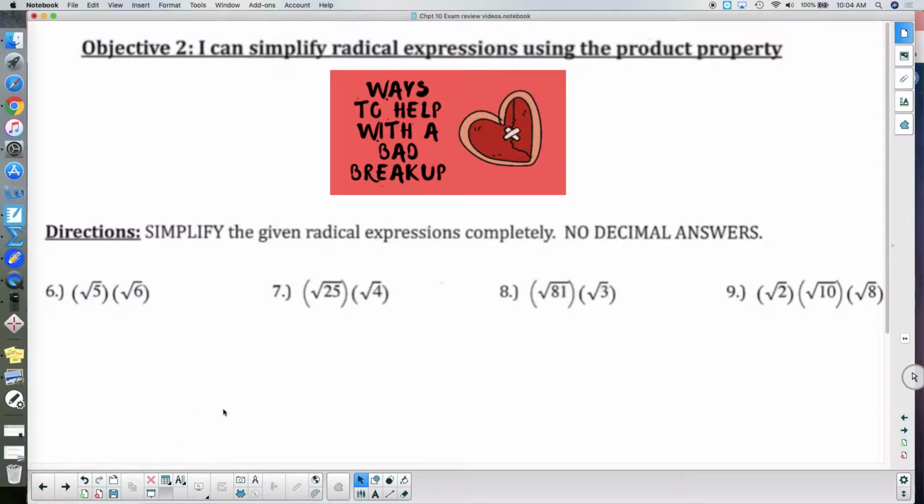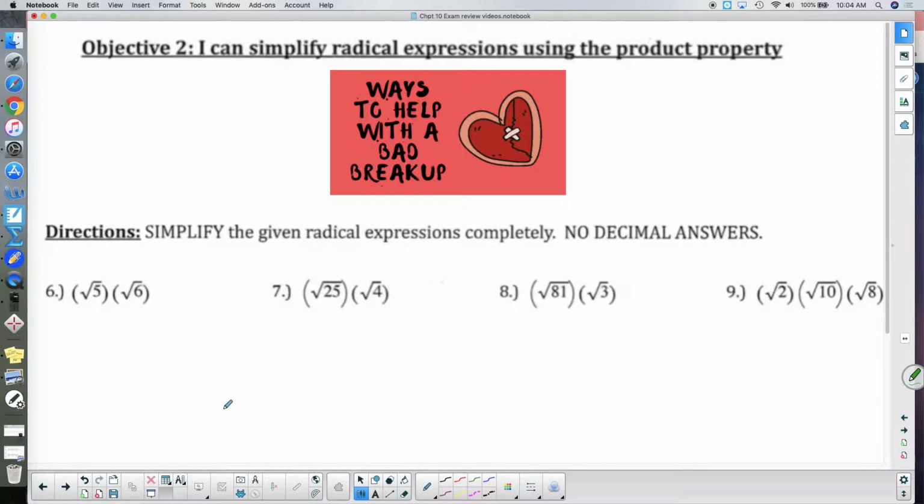The second objective talks about what to do when you've got multiplied radicals, and so we called them bad breakups. We said if somebody presents 2 or 3 radicals multiplied together, it really meant that they broke that up hoping they could simplify it, and maybe that's a bad breakup.